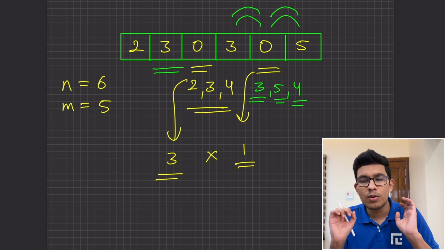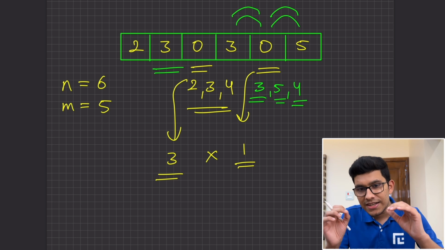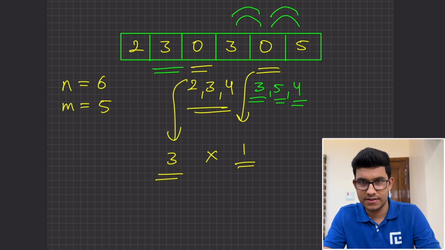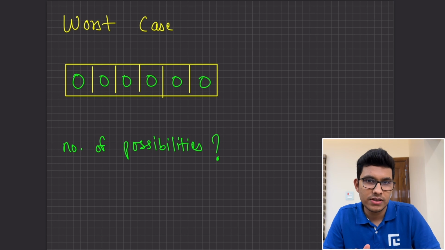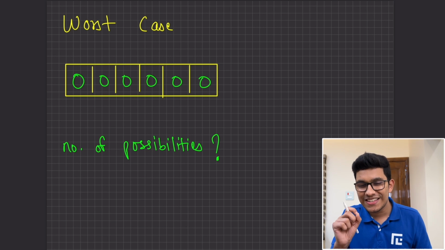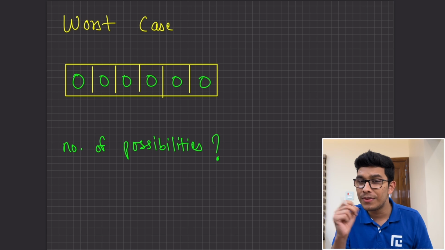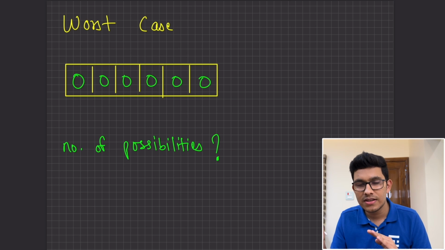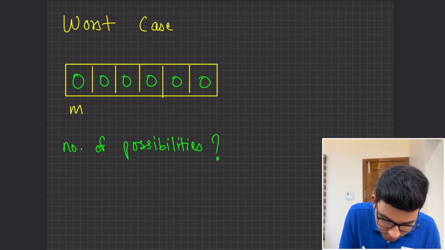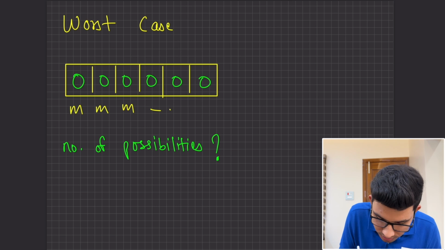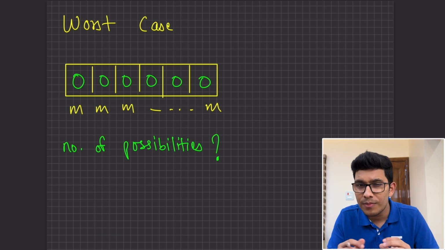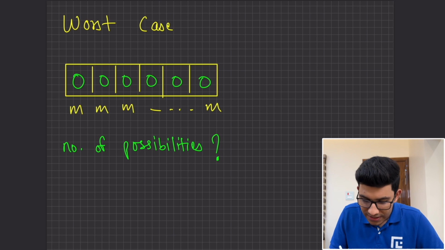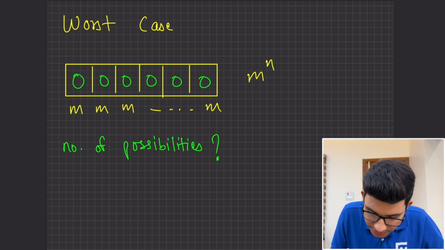Correct? But there's a problem when you do something like this. Let's suppose if we look at the worst case here, right? The worst case could be this. All the elements are zeros. So what this would mean is that for every single element, you would have how many choices? You would have 1 to m choices. Correct? So for this you have m choices, for this you have m choices, and so on. For every single element you have m choices. And if there are n elements, how many total possibilities are these? These are clearly m to the power n possibilities.